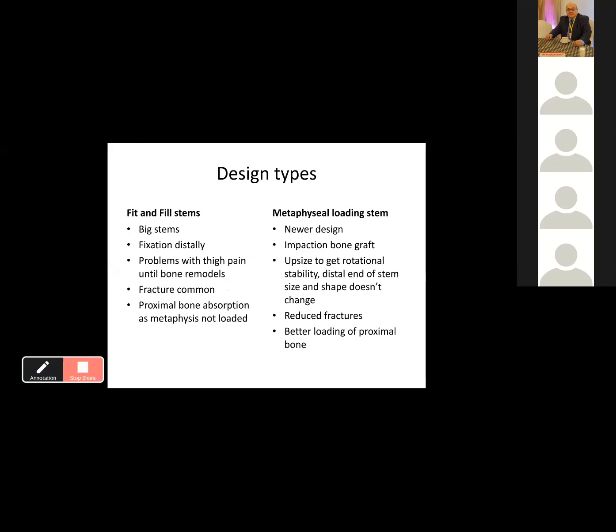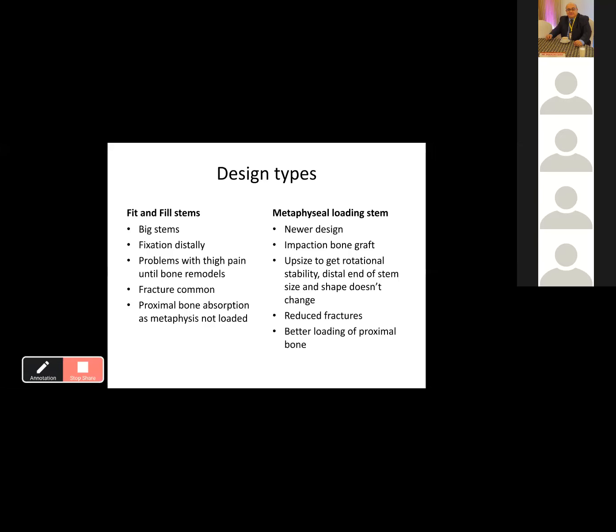Design types. So designs have changed again in this. We used to have fit and fill stems. These were big stems. Their fixation was mainly distally. Patients would get problems with thigh pain until the bone remodeled. And actually, if you look at some of these older designs, you'll see that the proximal femur is expanded in its cortices proximally, one, to reach the modulus mismatch between the material of the metal, but also because it was so stiff, it would remodel. And when it remodeled, that thigh pain would go.